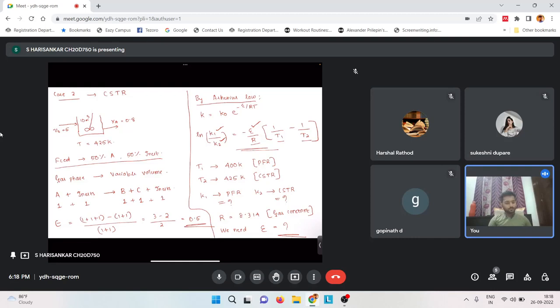To find K1 and K2, we need to apply the design equations for PFR and CSTR. That is how we will proceed to find the rate constants in the case of PFR and CSTR. After finding the rate constants from the respective design equations, we will substitute them back into this Arrhenius equation, and then we will find the activation energy. So let's see how we can find the rate constants.